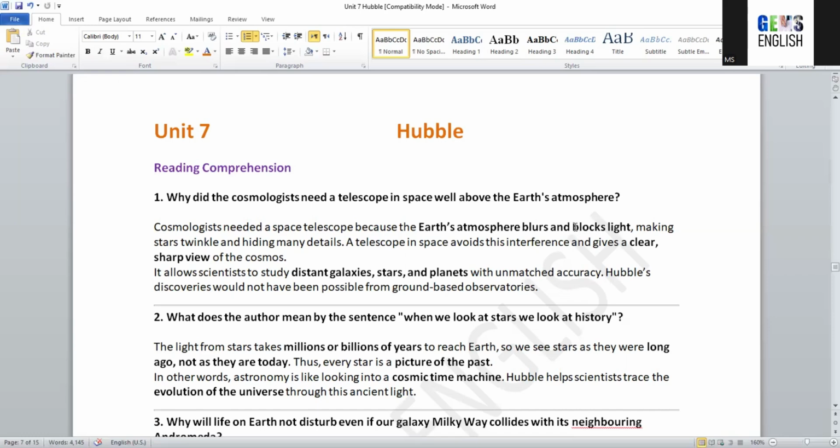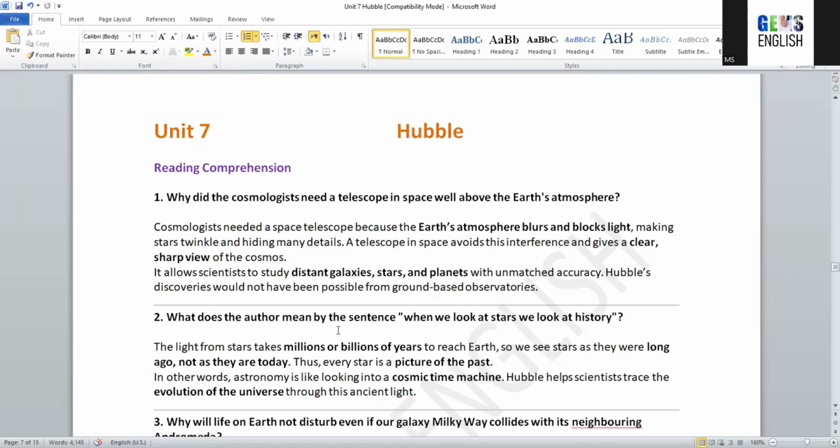Cosmologists needed a space telescope because the Earth's atmosphere blurs and blocks light, making stars twinkle and hiding many details. A telescope in space avoids this interference and gives a clear, sharp view of the cosmos. It allows scientists to study distant galaxies, stars, and planets with unmatched accuracy. Hubble's discoveries would not have been possible from ground-based observatories.